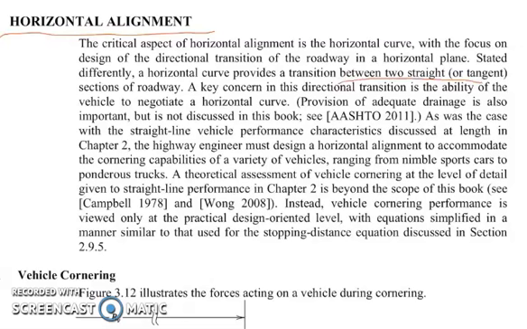Horizontal alignment's critical aspect is the horizontal curve, and it focuses on the design of directional transition. The main concern of the directional transition is the ability of the vehicle to negotiate a horizontal curve. And according to AASHTO, there must be a provision of adequate drainage. It is important to have in the design for the horizontal alignment, since the focus of the design is on the directional transition. So we have the provision of adequate drainage.